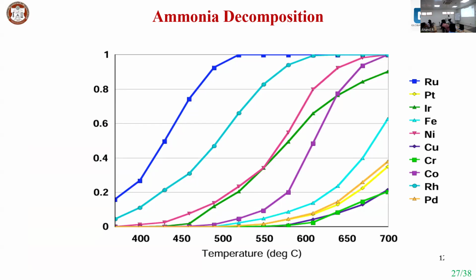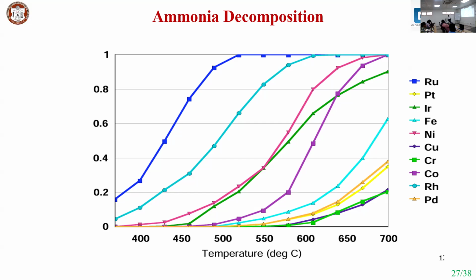Different countries have tried lithium, platinum, iridium, ferrous, nickel, copper, chromium, cobalt, palladium. What is that on the y-axis? Ammonia dissociation. So ammonia dissociation is going to be higher for the lithium catalyst. Next to that, we have ruthenium. Accordingly, you can see the selection of the catalyst. Suppose, for example, this catalyst is lower.